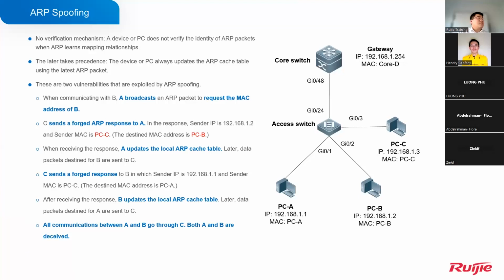Each time PCA wants to send a packet to PCB, it will send it to C, and then C can check the packet. For PCB, it's the same. When PCB wants to send a packet to A, it will send it to PCC based on the ARP table. So all communications between A and B go through C. Both A and B are deceived. Okay, so this is a problem caused by these two mechanisms: no verification, and later entries take precedence.